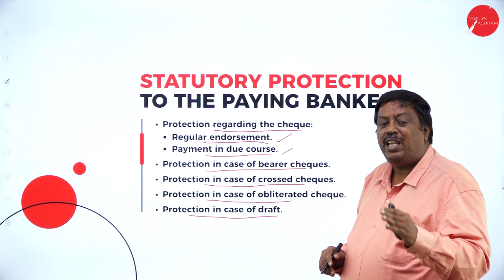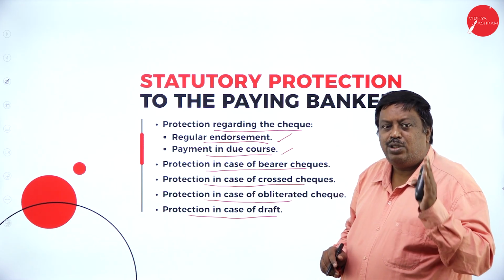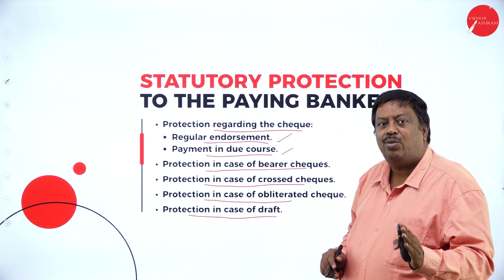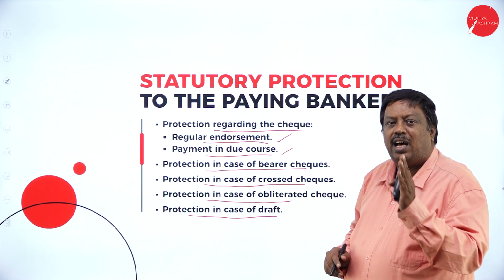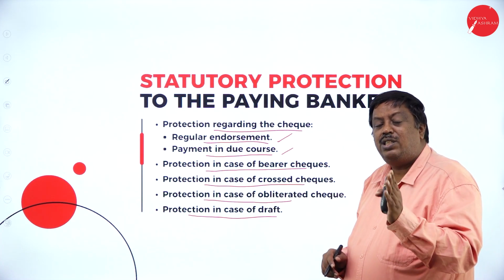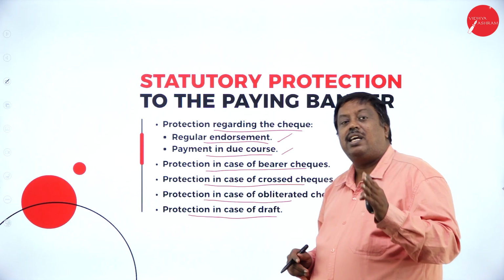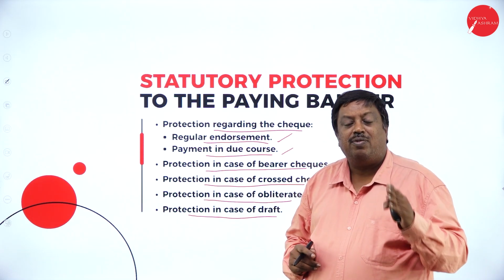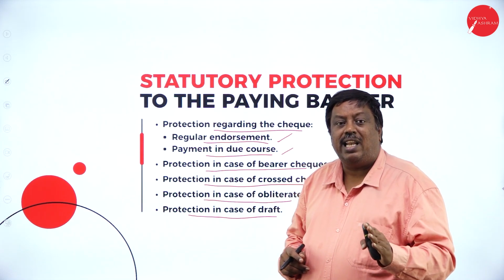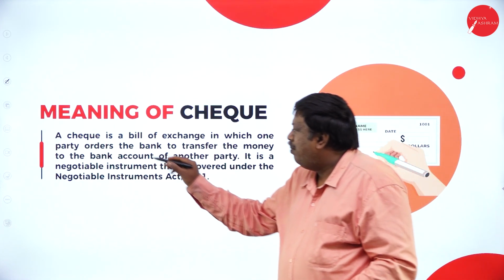99% of the time, don't make any payment for an open check. If it is a huge amount, tell them to accept payment only through a crossed check, because the amount will be transferred from the drawer's account to the account of the person presenting it. So there will at least be a grip to verify to whom they are paid, and they can take legal action if he is not the right person. So next we have the meaning of check.